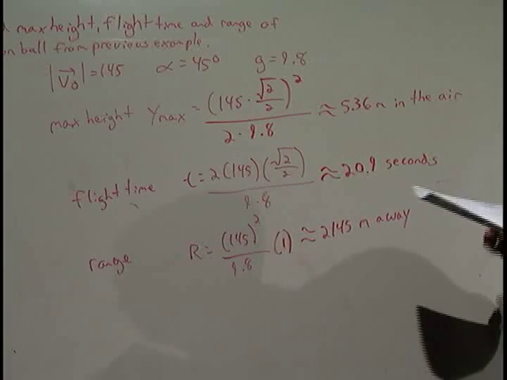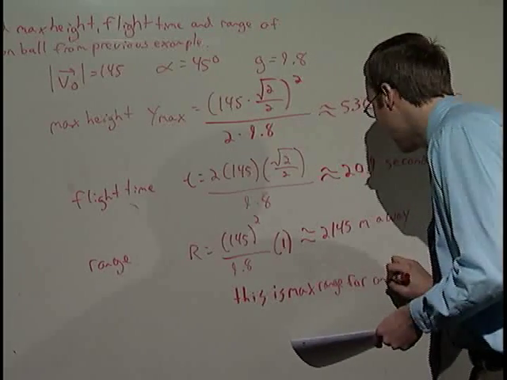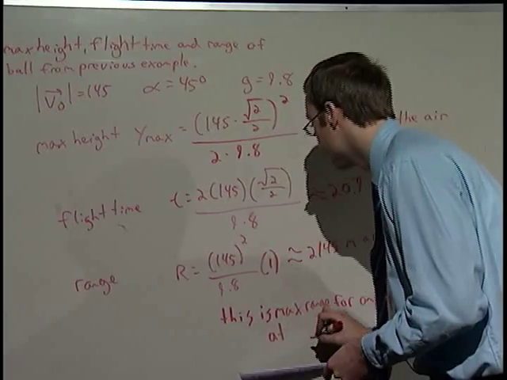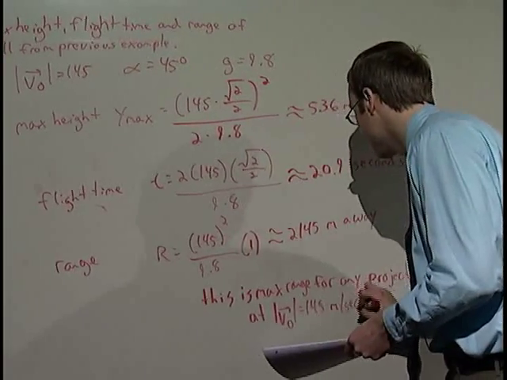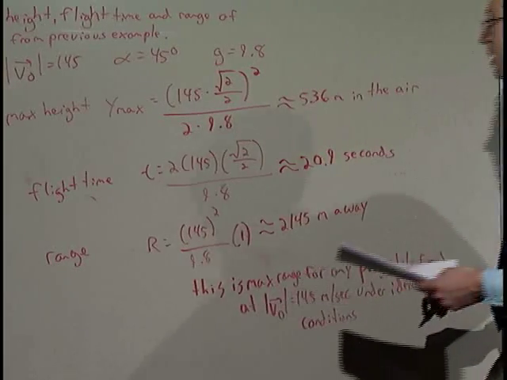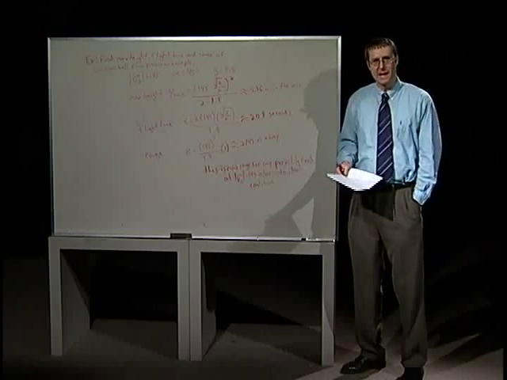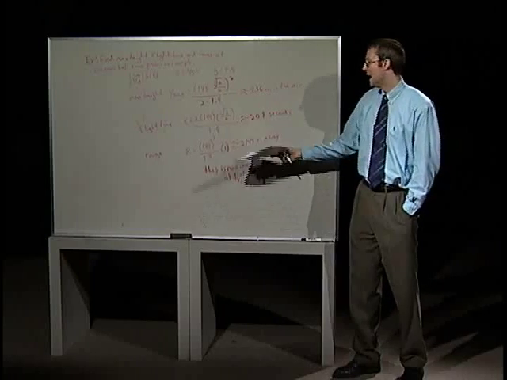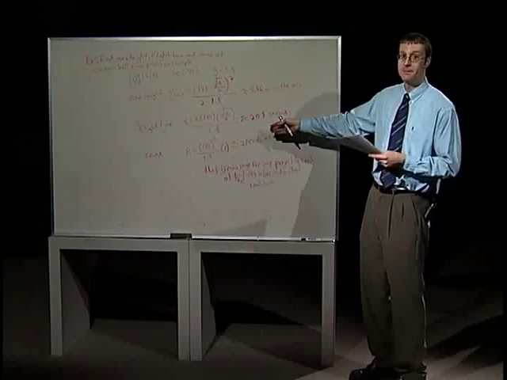And also, notice, too, that this is max range for any projectile fired at initial velocity 145 meters per second under ideal conditions. It doesn't matter what we're firing here. The point is that our angle is 45 degrees. That is the angle that will produce the max range. So all we can alter now is the initial velocity. So anything I fire at this initial velocity will travel at this range when fired at this angle under the ideal conditions. Okay? All right, so there's max height, flight time, and range.